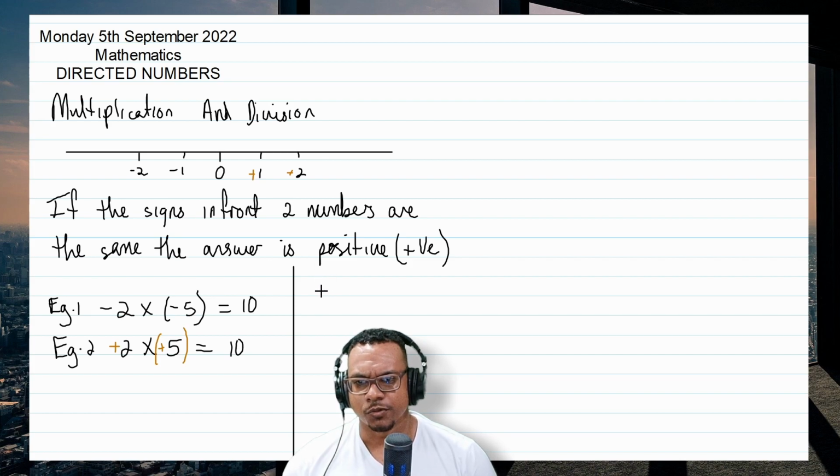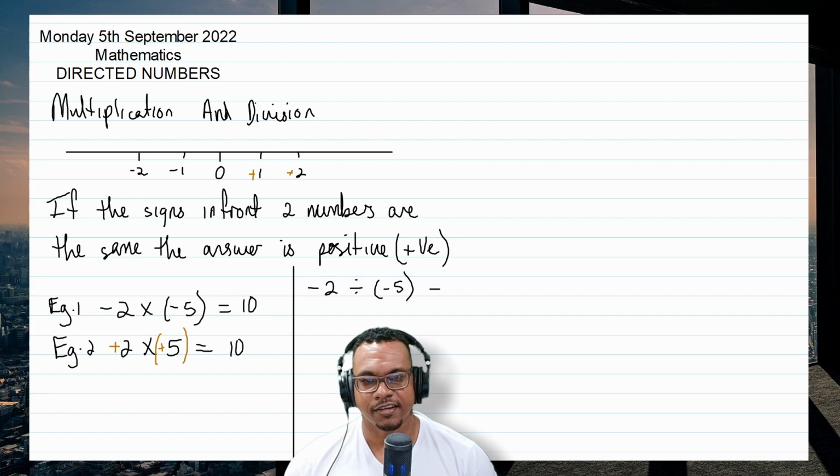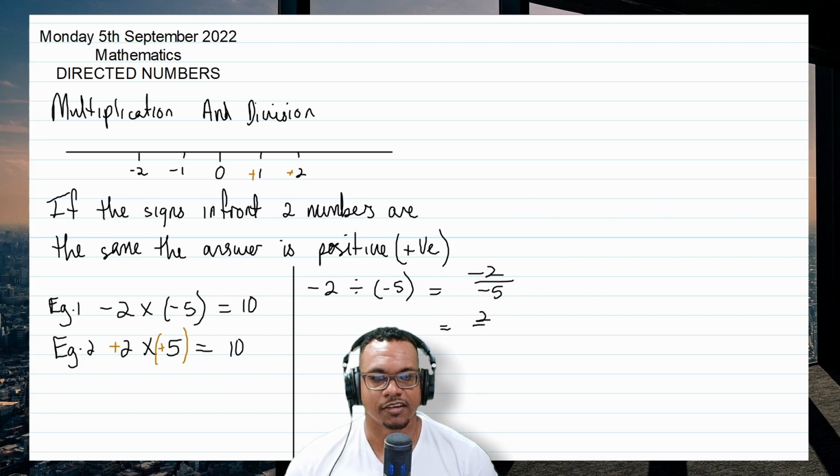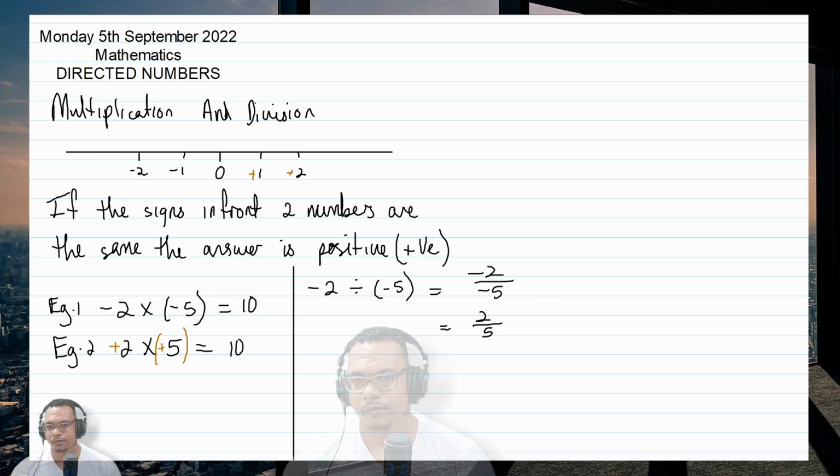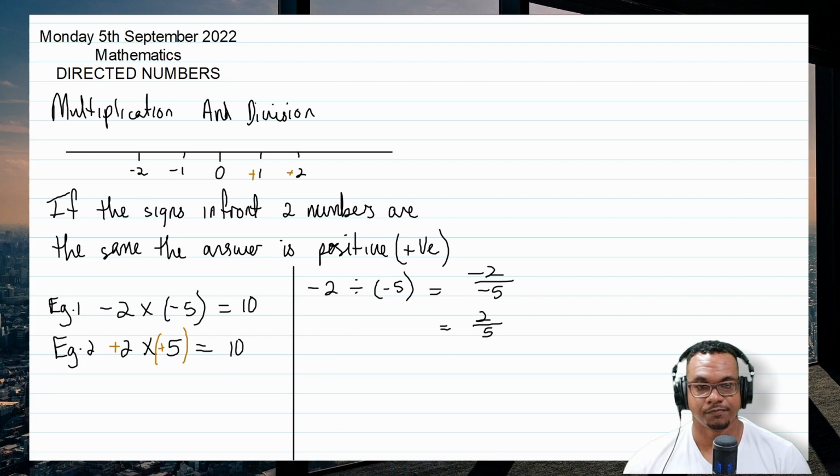So if I had the same thing, -2 divided by -5, how would I write that? I write that as -2 over -5. Because the two of them have the same signs, the answer is positive. So let's write +2 over 5. Okay, so I'm going to move myself to the left.